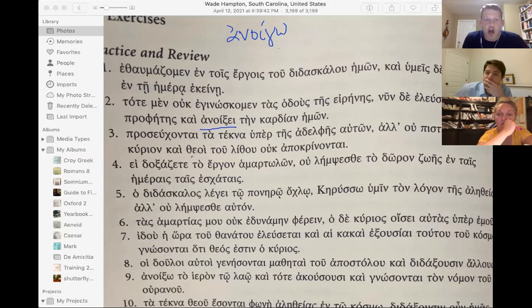So do we have an augment? Has something happened up front with Anoixe? Nope. Do we have a sigma? Has something happened before our ending on Anoigo? Yes, it has, right? So there it is. So g became xa. So there we go.